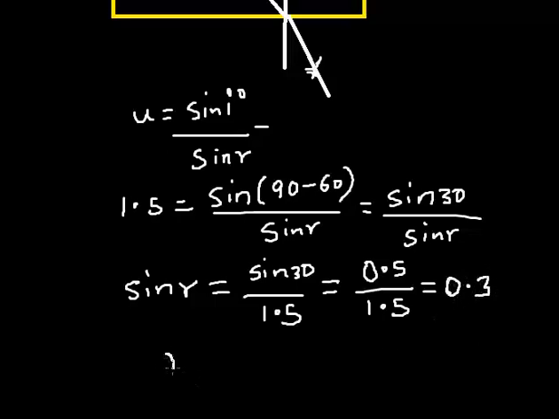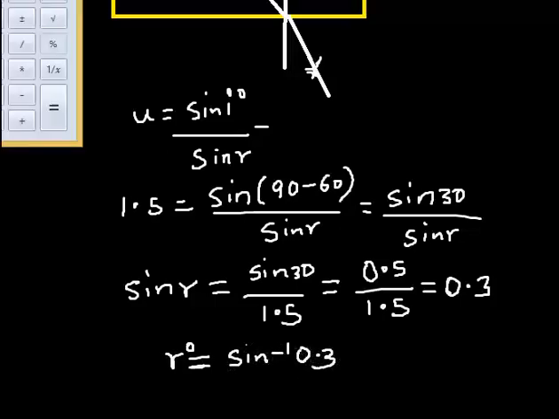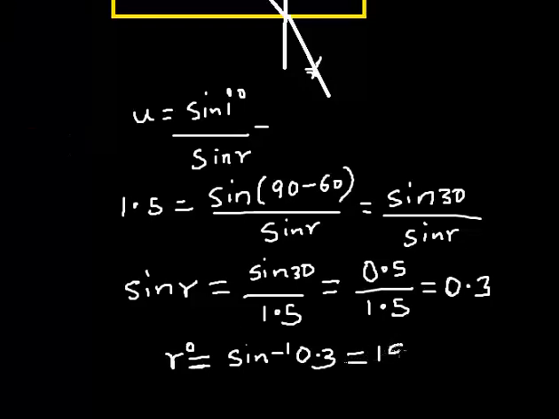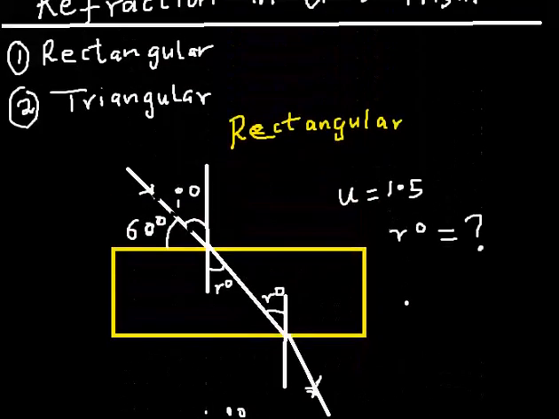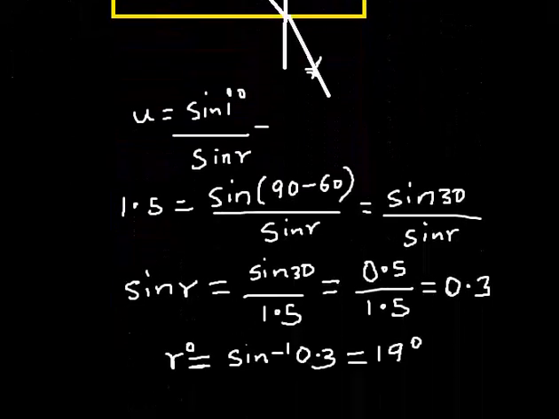So invariably, to get my angle of refraction, I will have to find the sine inverse of 0.3. So shift sine inverse of 0.3, that's 19. So my angle of refraction is approximately 19 degrees. So I hope that is well understood. All right, so now let's look at how that works with a triangular glass prism.